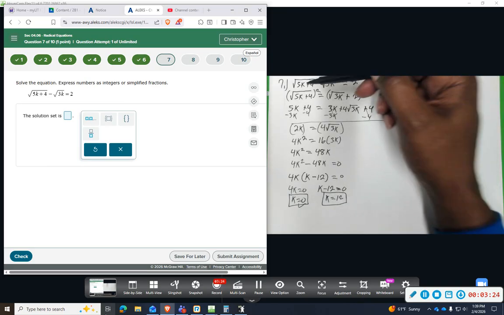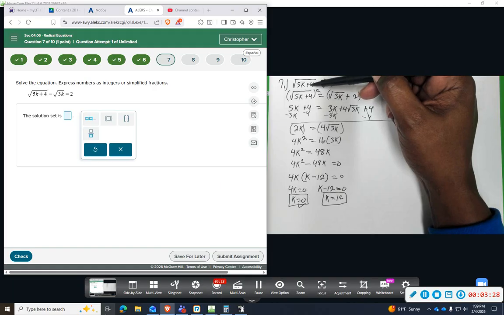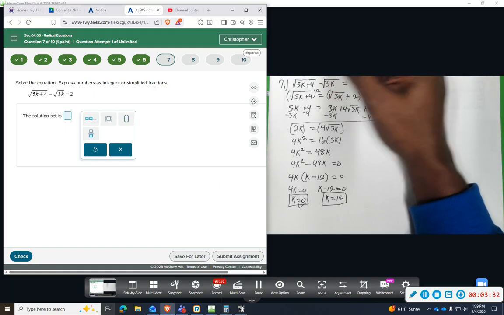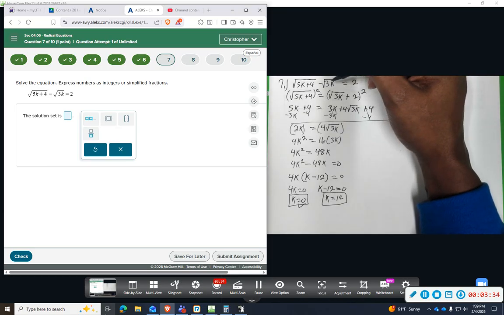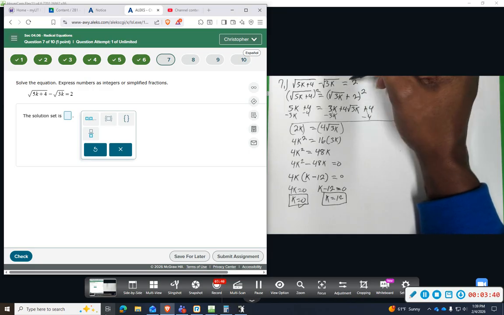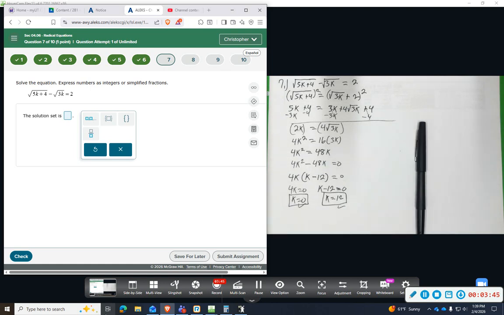Plug in the 12. 5 times 12 is 60, plus 4, 64. Square root of 64 is 8. Plug in the 12. 3 times 12, 36. Square root of 36 is 6. 8 minus 6 is 2. Both of them check out. So we got 2 solutions.